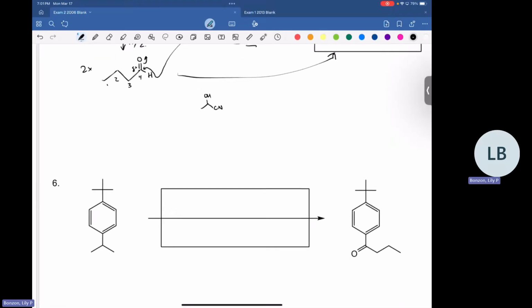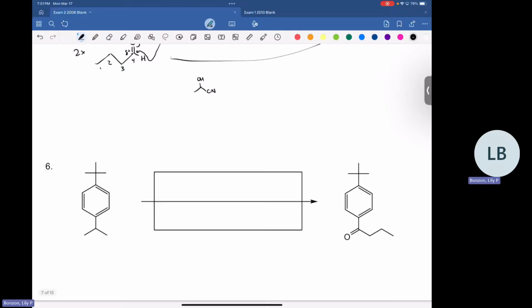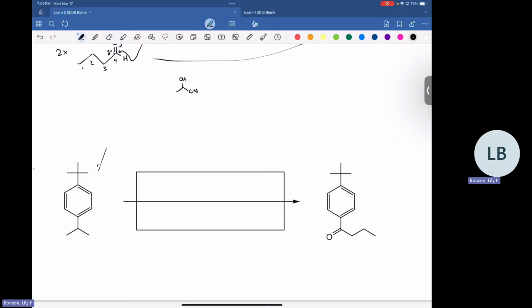All right, so this one, unfortunately, is a synthesis kind of question. In this case, we have to start with this and we have to end up at this. Sometimes these are shorter questions. Sometimes it's easier to start from the left, and sometimes it's easier to start from the right. In this case, I'm just going to start from the left. So we want to get this to be a ketone at some point.